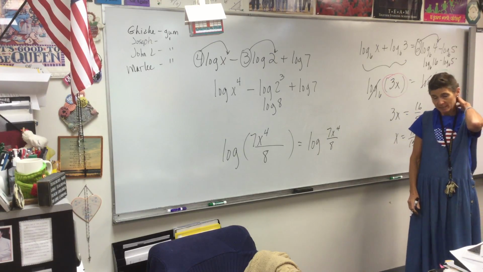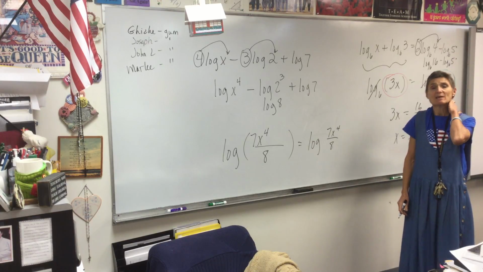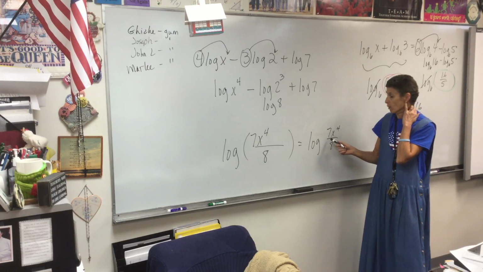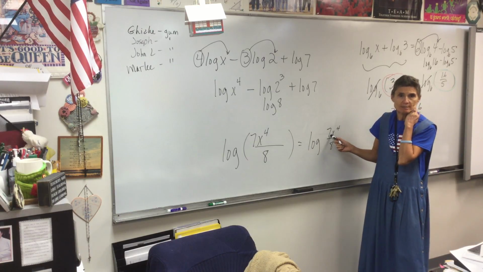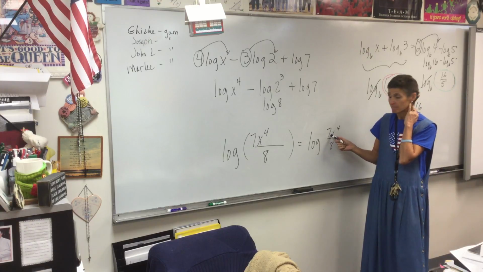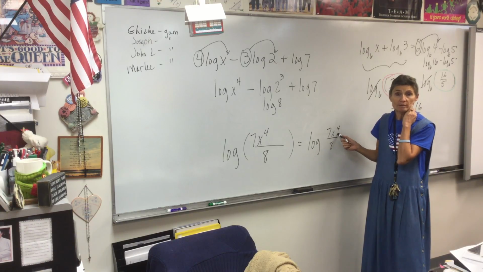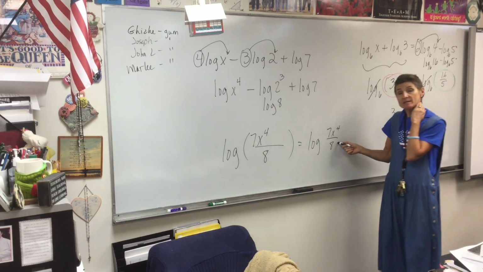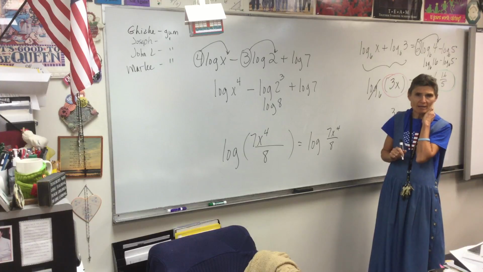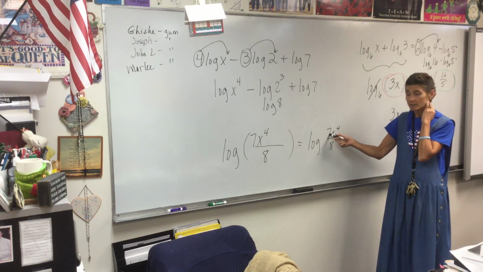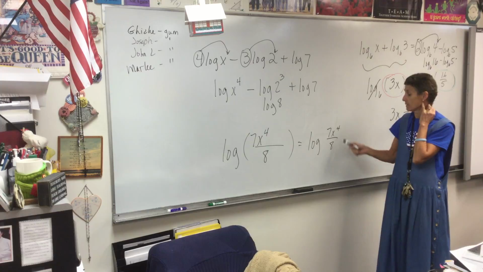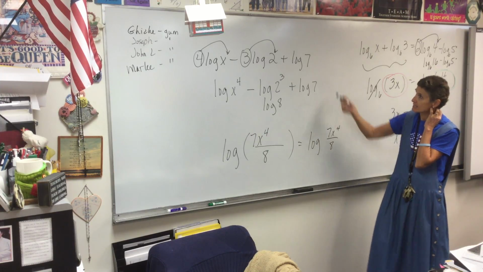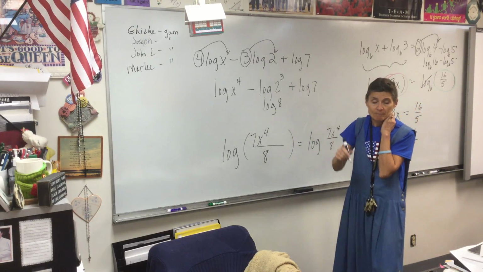Think about that now for a minute. Don't be confused. Don't be overwhelmed. If you were going to split this up, remember, multiplications become additions. So this would be the log of 7 plus the log of x to the 4th. And then divisions become subtractions. So I'd have the log of 7 plus the log of x to the 4th minus the log of 8. This is the same as this.